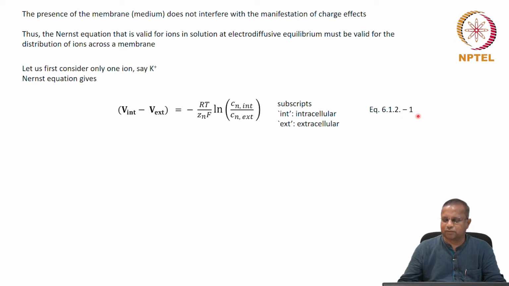This number is 6.1.2-1. Okay, let me again repeat that this numbering may not be continuous in these lectures, but these numbers refer to the numbers of equations in the textbook, and to provide you with easy reference to textbook material, I am using the same numbers here. That I suppose would be helpful.